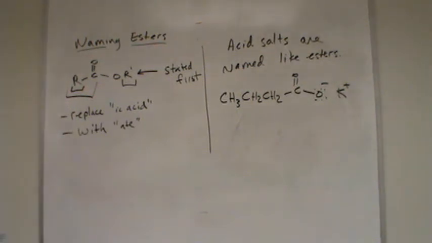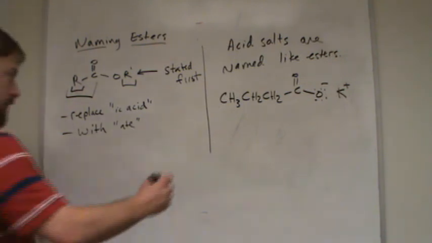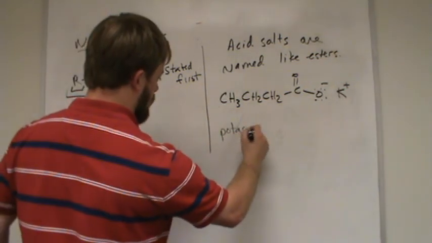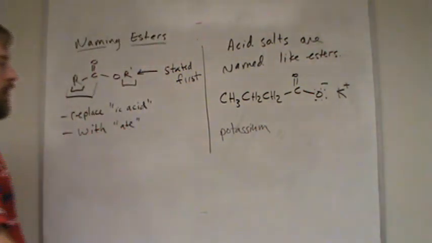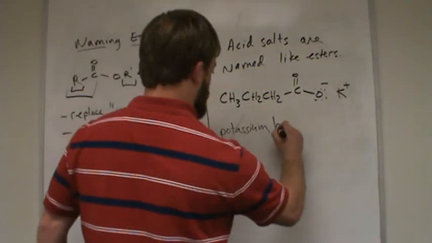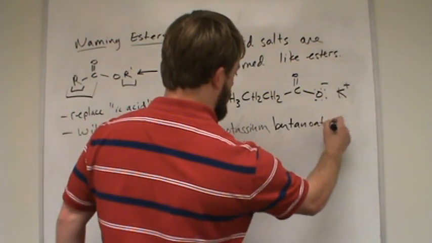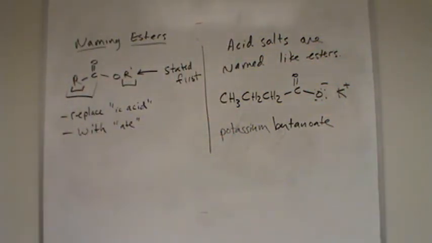Okay. So this would be the product that we get if we reacted butanoic acid with something like potassium hydroxide. We get the potassium salt. Okay. So what is bonded or interacting with the carboxyl oxygen? It's potassium, right? So just write potassium. And then the acid part, 1, 2, 3, 4 carbons, butanoate, potassium butanoate.